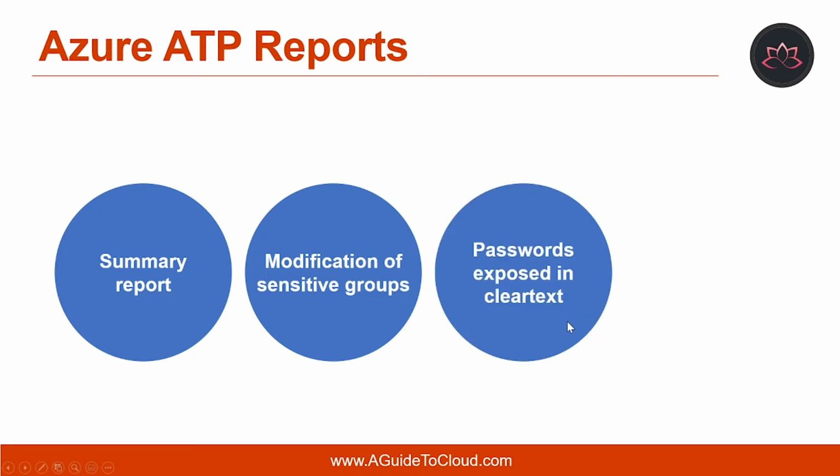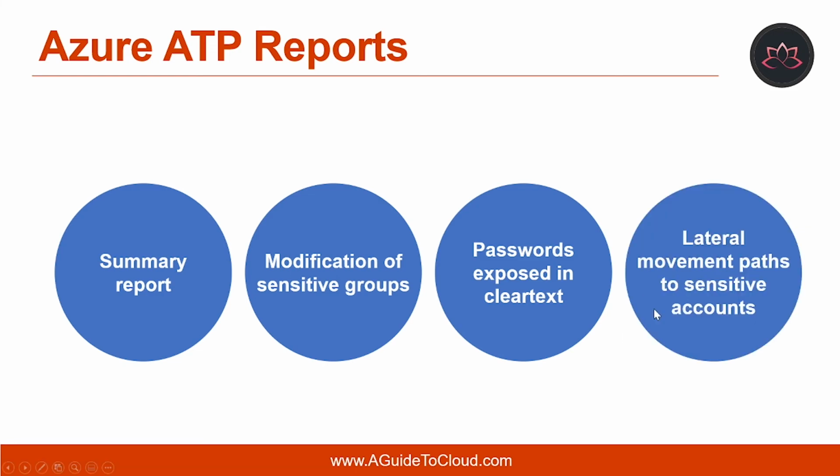Another report is passwords exposed in clear text. Some services use the LDAP non-secure protocol to send account credentials in plain text. This can even happen for sensitive accounts. Attackers monitoring network traffic can catch and then reuse these credentials for malicious purposes. This report lists all source computers and account passwords that Azure ATP detected as being sent in clear text. The last one is lateral movement path to sensitive accounts. This report lists the sensitive accounts that are exposed via lateral movement paths.